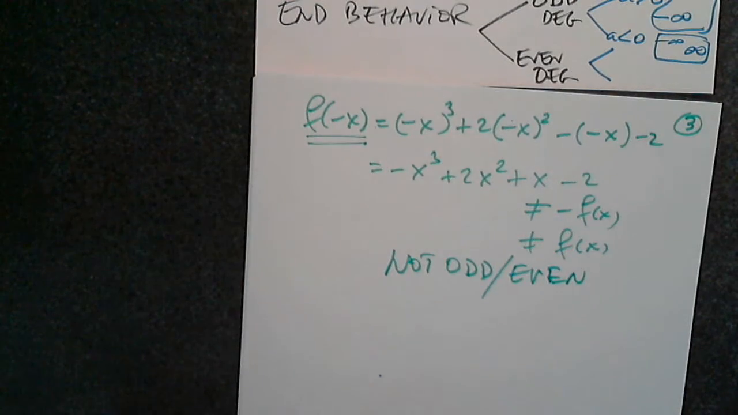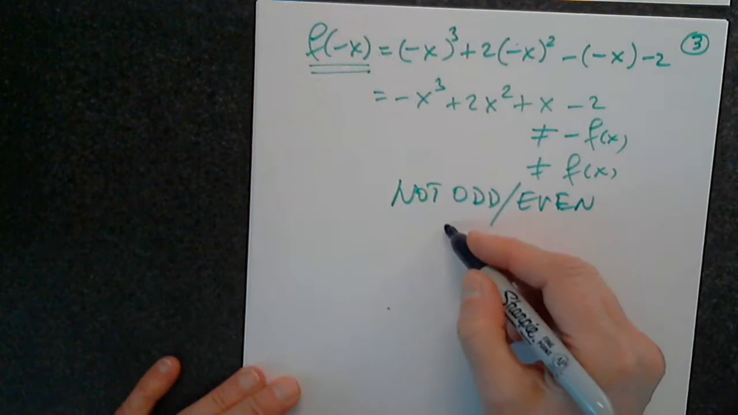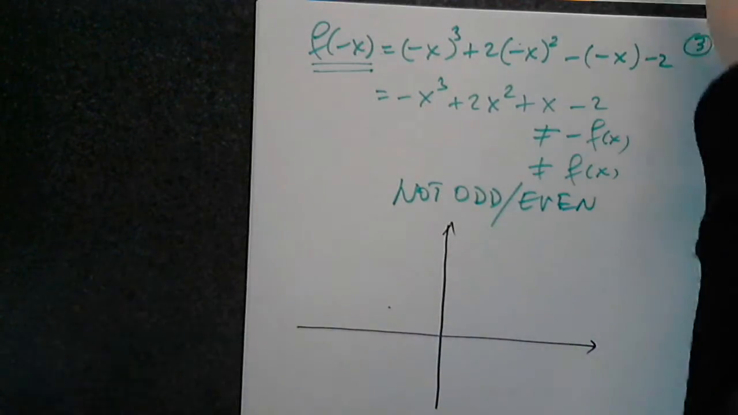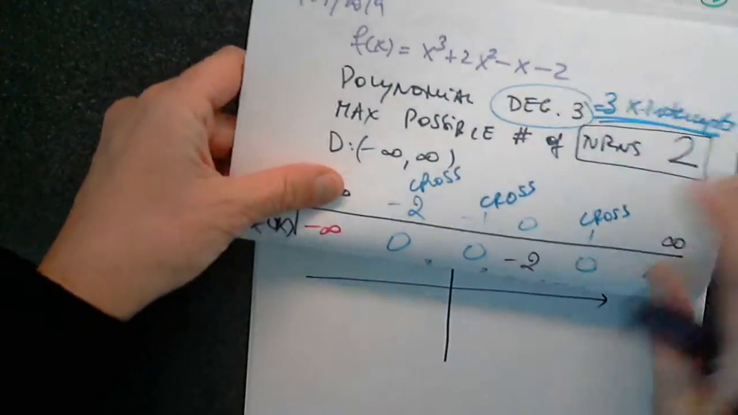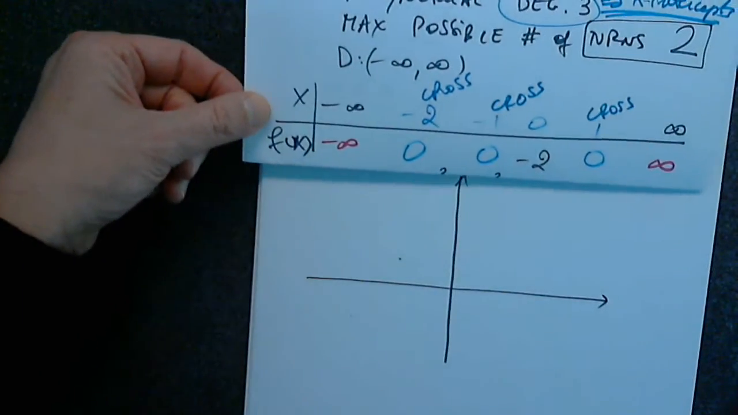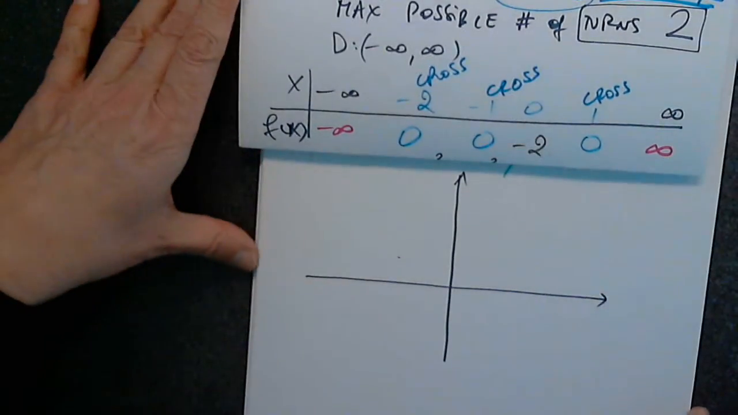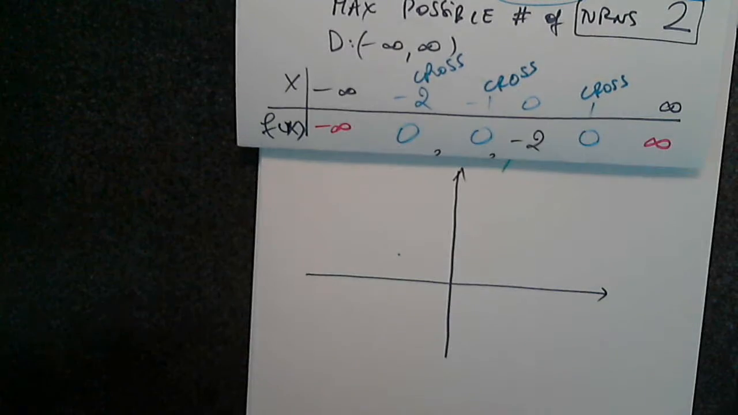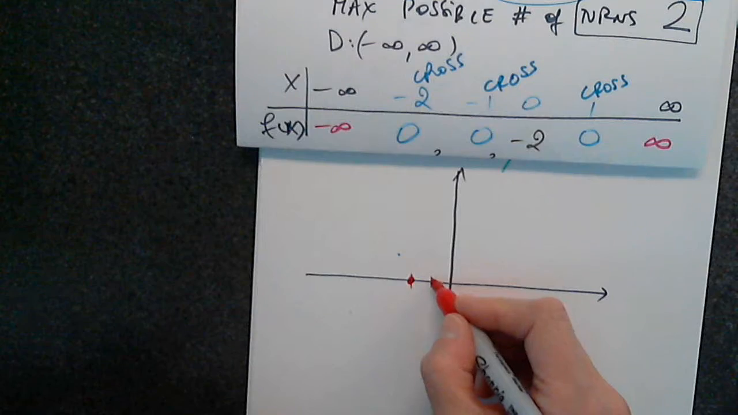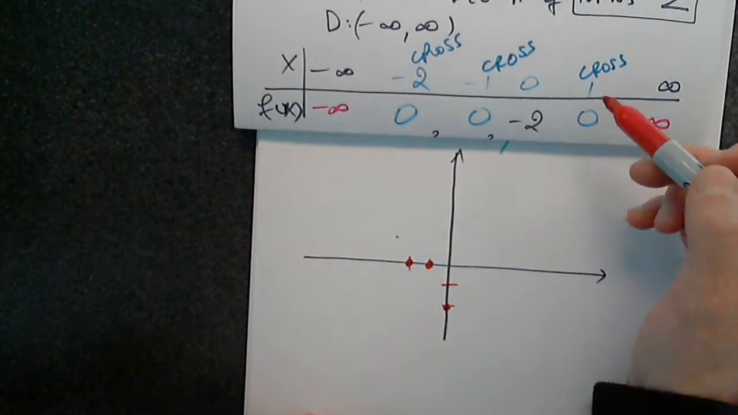Now we're ready to graph this function. I'm not interested in looking at anything else but my table, because all the information is summarized in here. So please watch for a moment. First I plot negative 2 comma 0. Then I plot negative 1 comma 0. Then I plot 0, negative 2. And then I plot 1 comma 0.